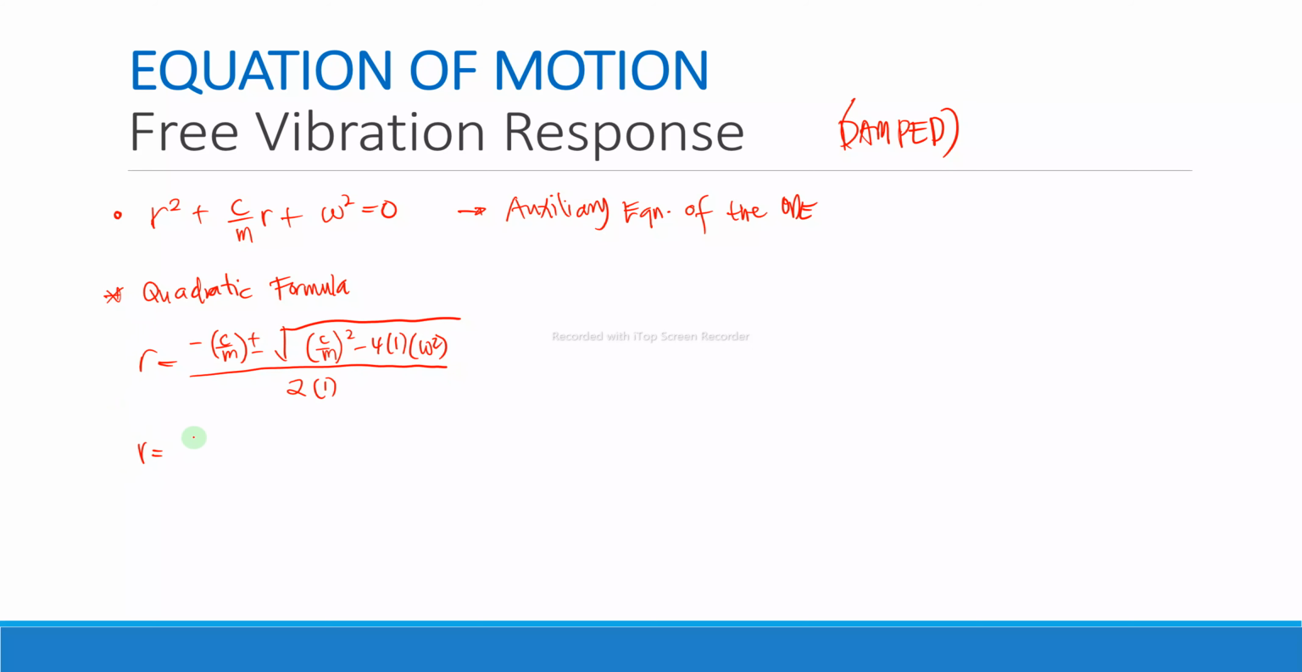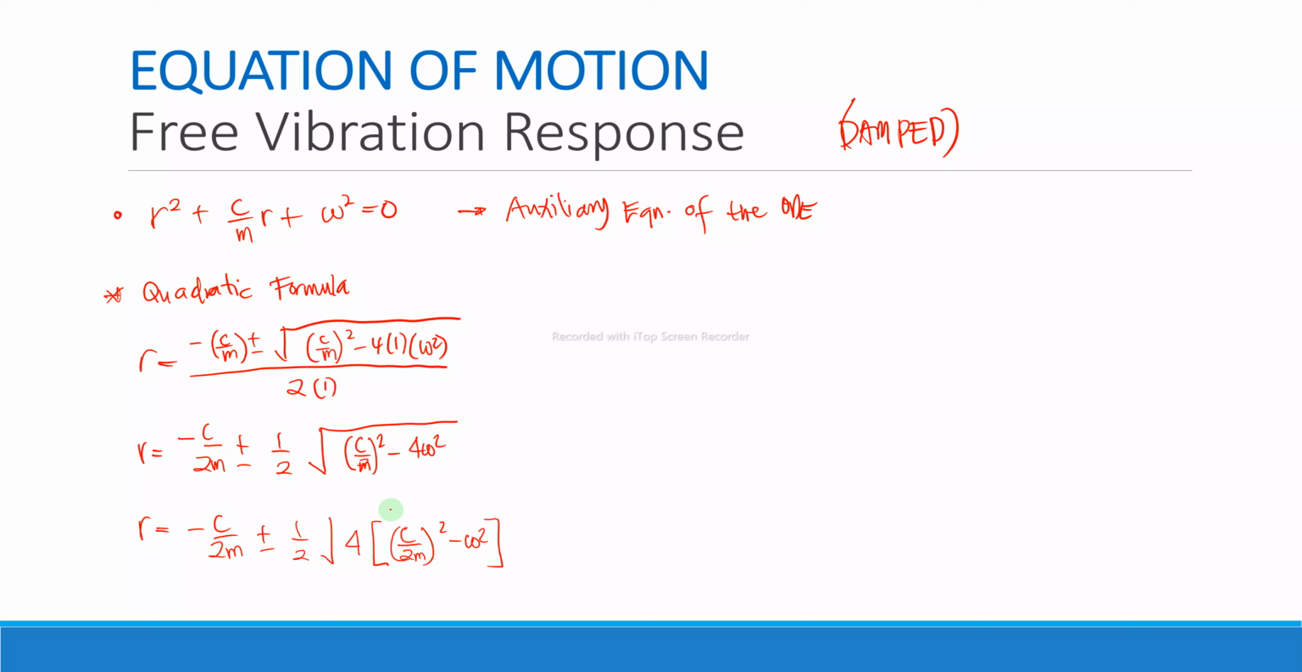So let's just simplify this. We have R is equal to negative C over 2M plus or minus, I will just distribute the 1 half to the 2, plus or minus 1 half square root of C over M squared minus 4 omega squared. Okay? I will just take out the 4. We have negative C over 2M plus or minus 1 half square root of 4 times C over 2M squared minus omega squared.